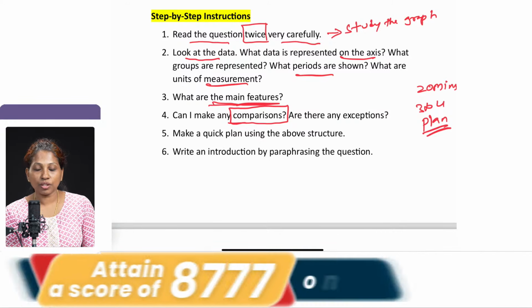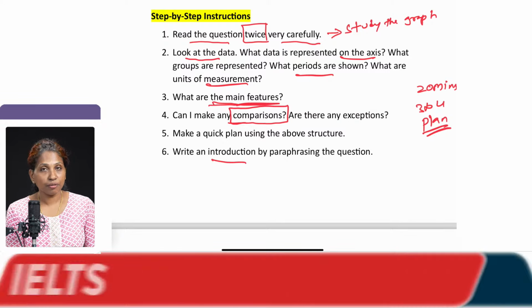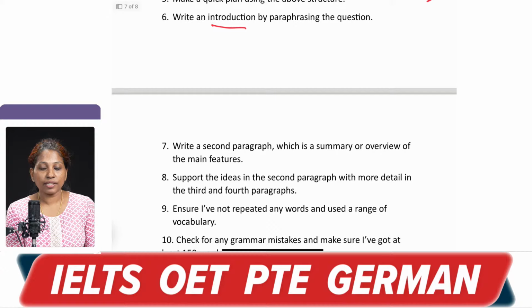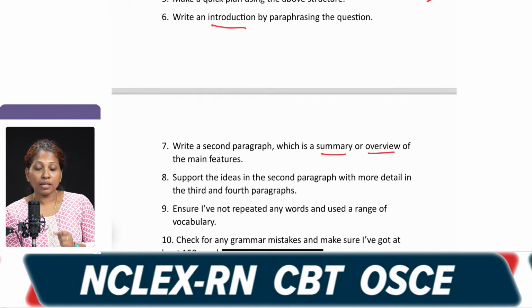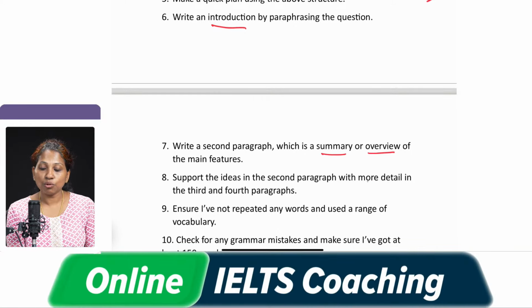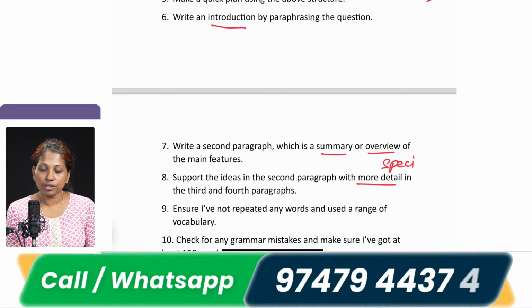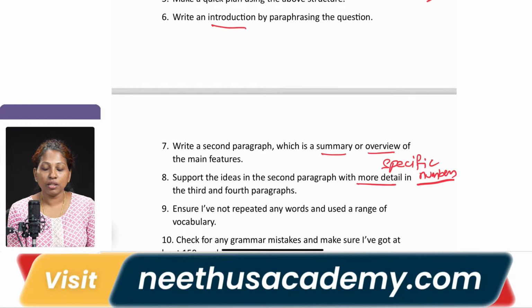Quick plan using the above structure. After that, write an introduction, paraphrase the question, then write a second paragraph, which is a summary or the overview with the main features. Support those ideas which you have given in overview with more details, that is specific numbers, which is very important. If you are making a claim, like I told, please support them with the data, which is important, in the third and the fourth paragraph.